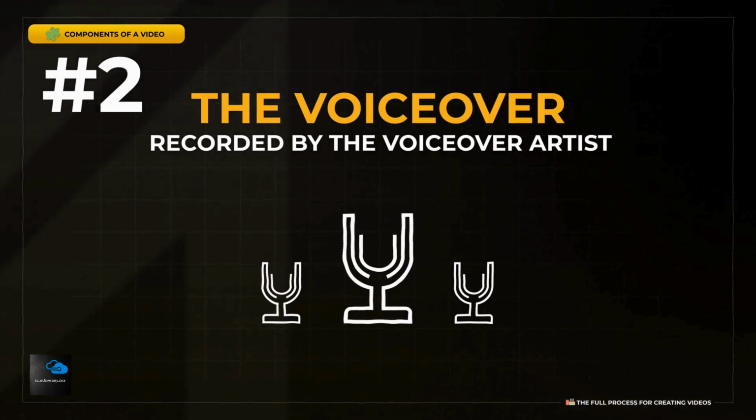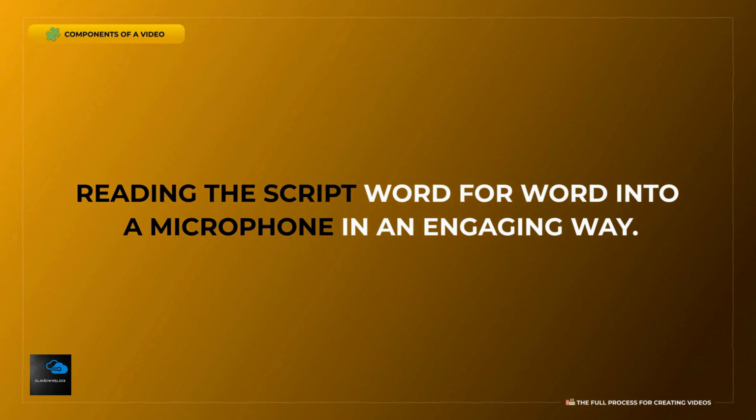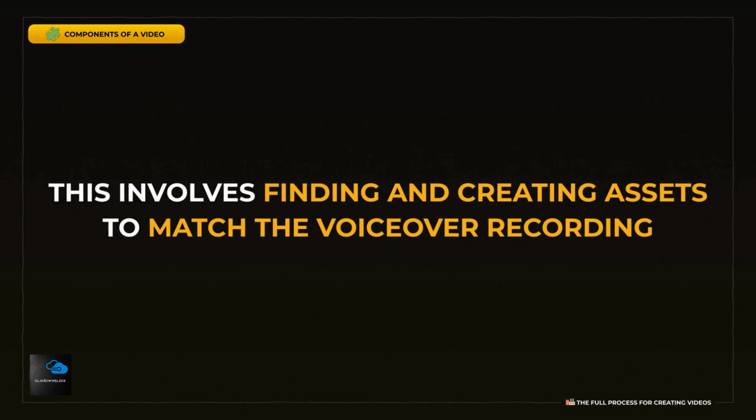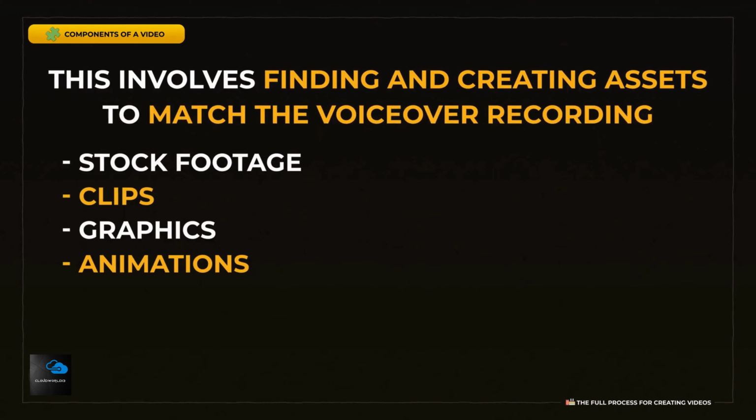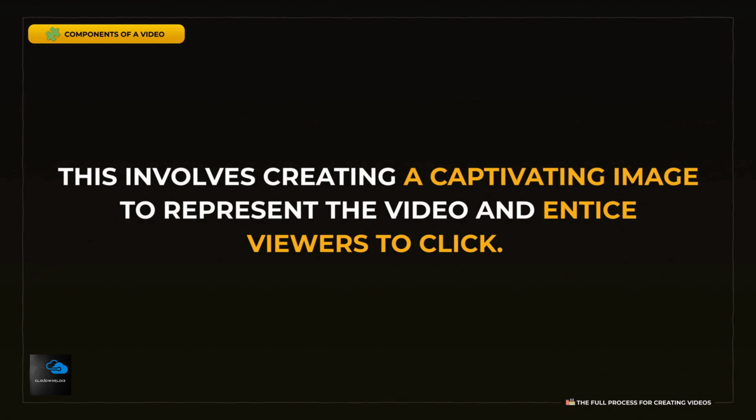Number 2 is the voiceover, recorded by the voiceover artist. This involves reading the script word for word into a microphone in an engaging way. Number 3 is the video, created by the video editor. This involves finding and creating assets to match the voiceover recording, including stock footage, clips, graphics, animations, etc., as well as adding music and sound effects. And number 4, the thumbnail, made by the thumbnail designer. This involves creating a captivating image to represent the video and entice viewers to click.